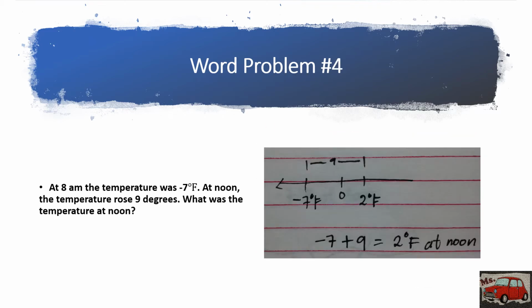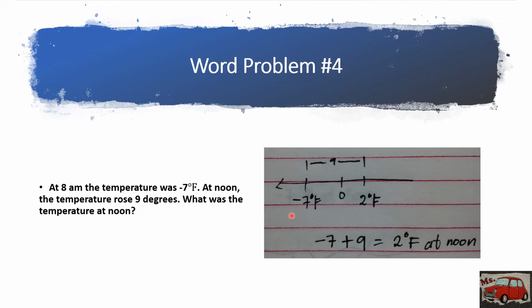At 8 a.m., the temperature was -7 degrees Fahrenheit. At noon, the temperature rose 9 degrees. What was the temperature at noon? Okay? So, hanapin natin kung ano na daw yung temperature at noon. Alright? Kung 8 a.m. daw, ang temperature is -7 degrees Fahrenheit, and then it rose. So, ibig sabihin, nadagdagan or tumaas ng 9 degrees. Okay? So, the keyword there, since it rose, tumaas, ibig sabihin, the operation is addition.